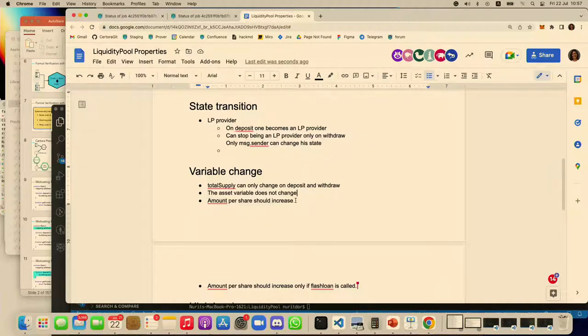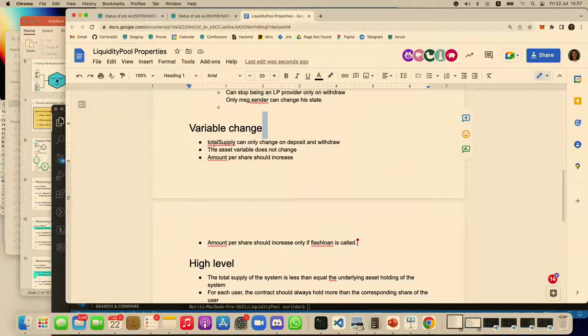Amount per share should increase. This is a very nice one. I wouldn't say that it's under the variable change because we don't have a variable that holds this value, amount per share. I would actually say that this is in the high level. Okay, let's move it.